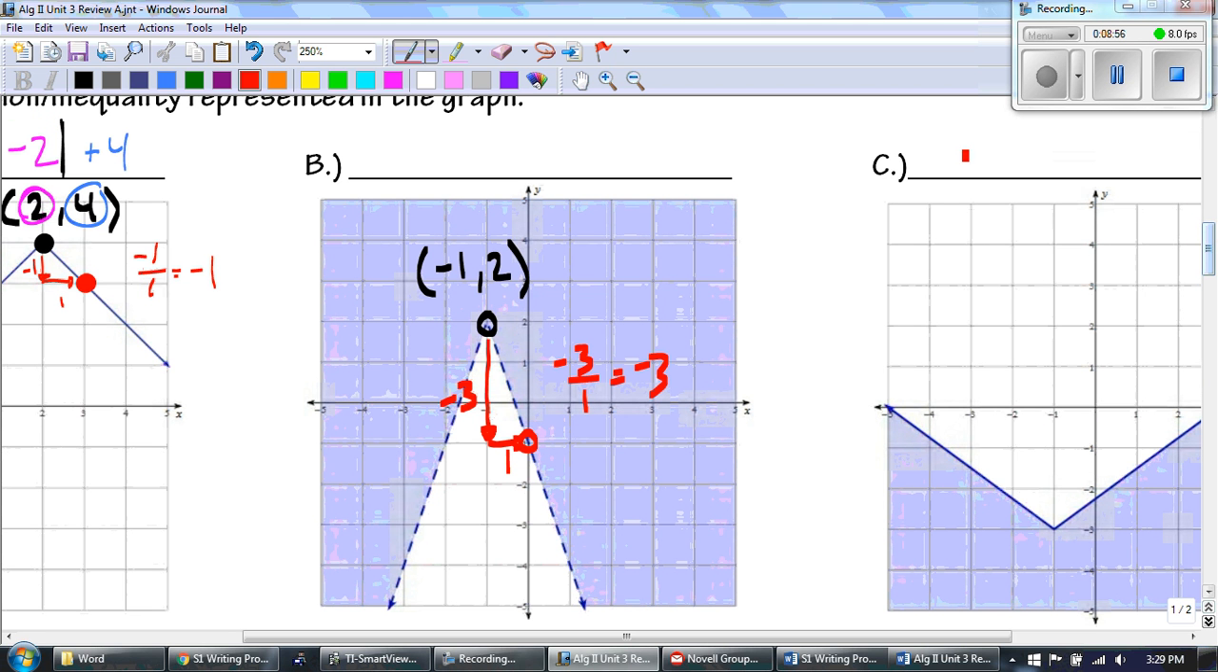Okay, and then the last thing we do, there's shading. So I got to figure out what symbol to use. So it's open, and we shaded above. So open and above is the greater than symbol. So we're going to say y is greater than -3 absolute value of x. Take the opposite of -1, and then my 2 stays the same.